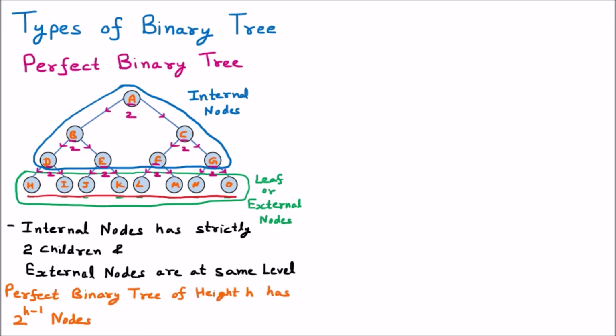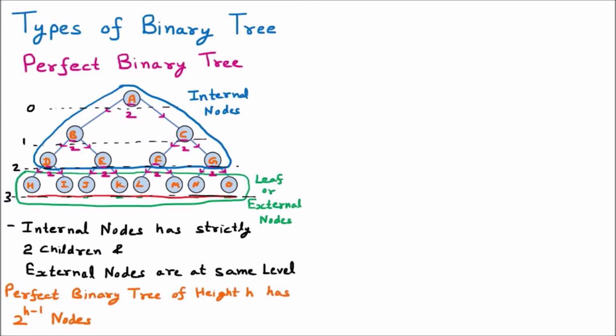Now first of all, we are going to find out the levels of this tree. This is the 0th level because the root is at level 0. Then the next is level 1. Then further we have the next level, which is level 2. Then further we have the next level, which is level 3.